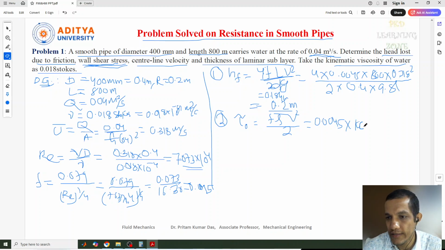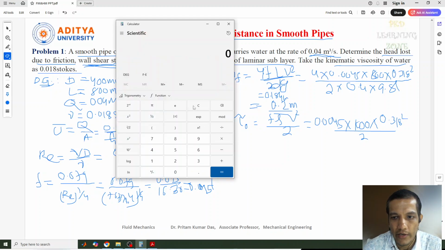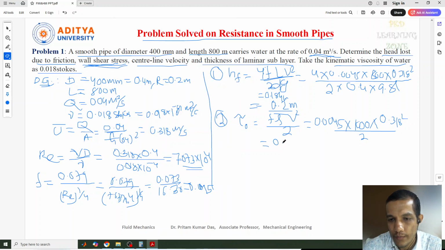Here rho is the density of water, and V is the velocity, that is 0.318 squared divided by 2. All these things we need to calculate again. So 0.018 is not required for us. Now 0.0045 multiplied by 1000 into 0.318 into 0.318, divided by 2. So we'll get 0.2275 Newton per meter square. Finally it will be there.